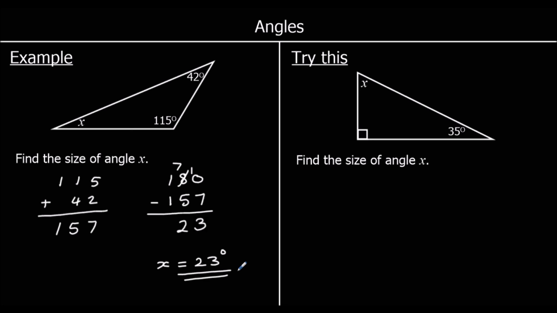And one for you to try. So give this a go. So this time we've got a right angle, which is 90 degrees. So far we've got 90 and 35. So 90 plus 35 is 125. So we've got 125 degrees. We need 180. So what's missing?